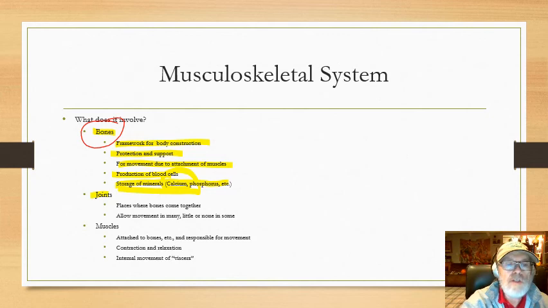Joints. Our joints are the places, like I mentioned before, where bones come together, where one bone meets another bone. That's a joint. And we have different types of joints, and we'll mention a few things about different types of joints down the road. But where these bones come together, they're called joints.